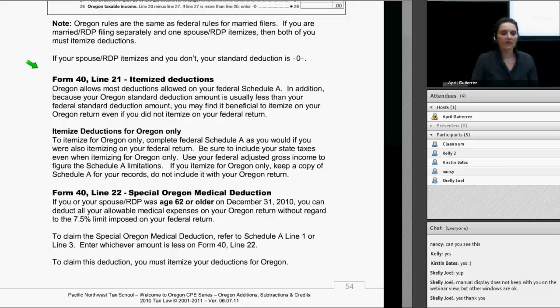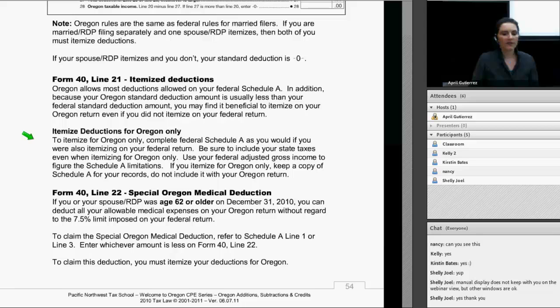Form 40, line 21, itemized deductions. Oregon allows most deductions allowed on your federal Schedule A. In addition, because your Oregon standard deduction amount is usually less than your federal standard deduction amount, you may find it beneficial to itemize on your Oregon return, even if you did not itemize on your federal return. You can do what's called itemizing deductions for Oregon only.